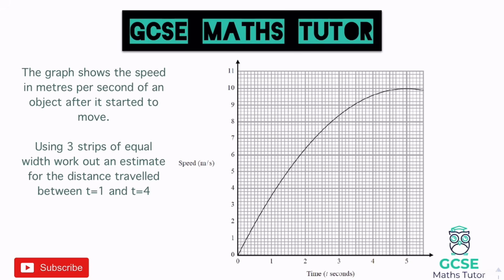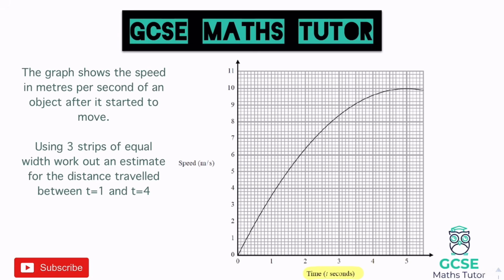We're going to have a look at this question to kickstart this. So it says the graph shows the speed in meters per second of an object after it started to move. Use three strips of equal width to work out an estimate for the distance travelled between t equals 1 and t equals 4, t being time, which is shown on our bottom axis down here, time.